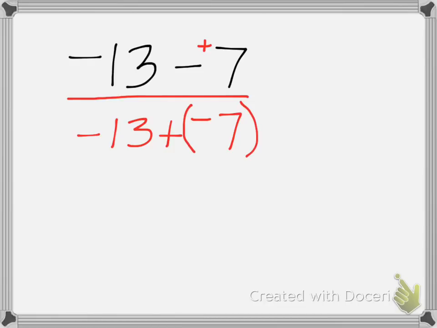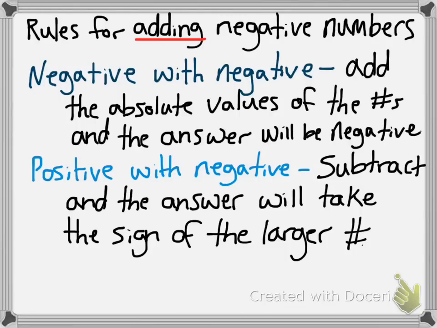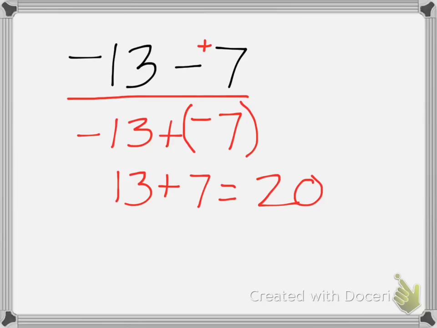Now when we look at the rules for adding 2 negative numbers, we add their absolute values. The absolute value of negative 13 is 13, plus the absolute value of negative 7 is 7. 13 plus 7 is going to give me 20, and when I look at my rules for adding 2 negatives, the answer will be negative. So my answer is going to be negative 20.